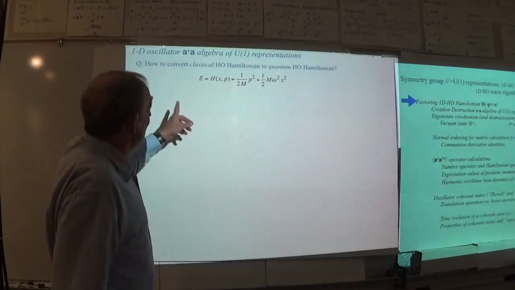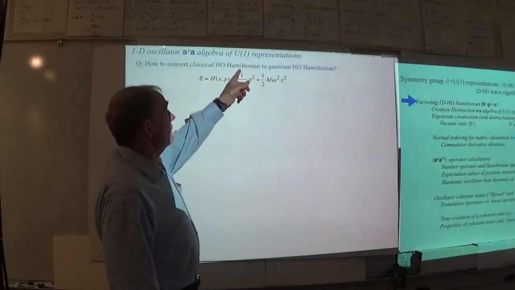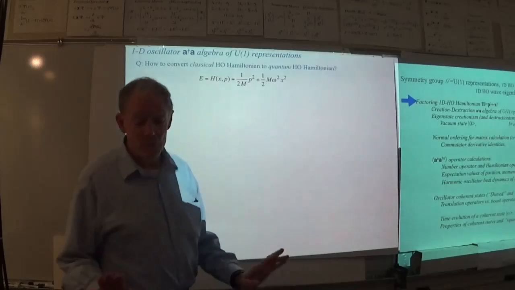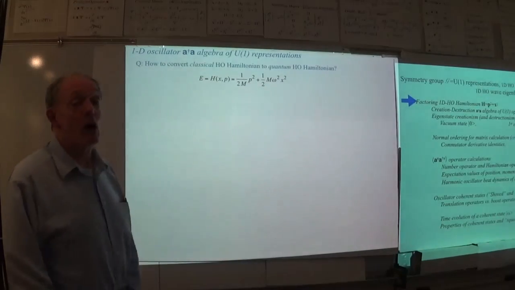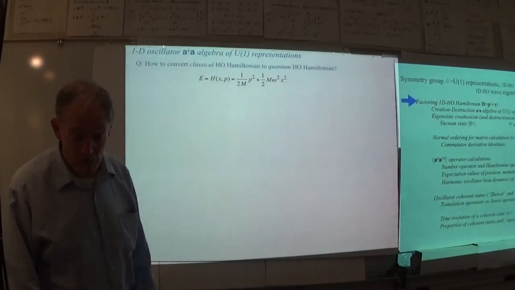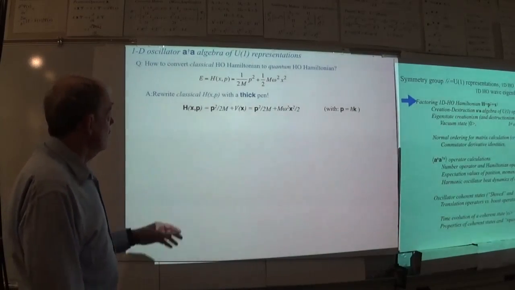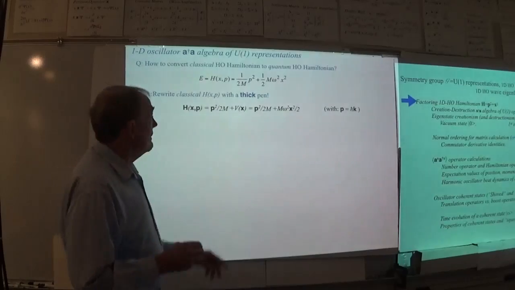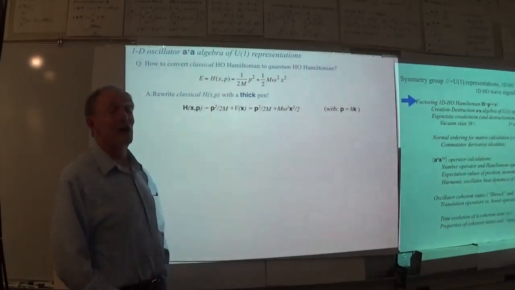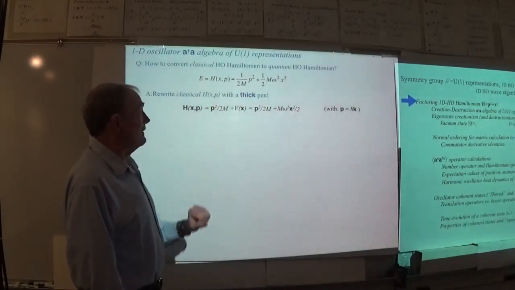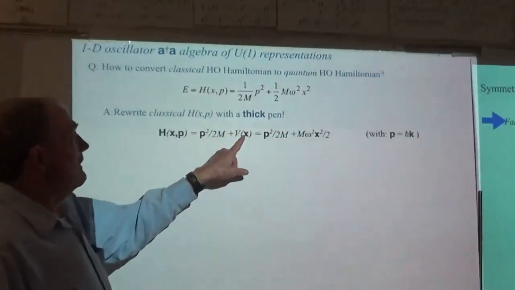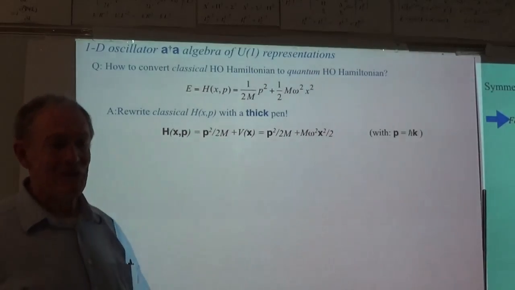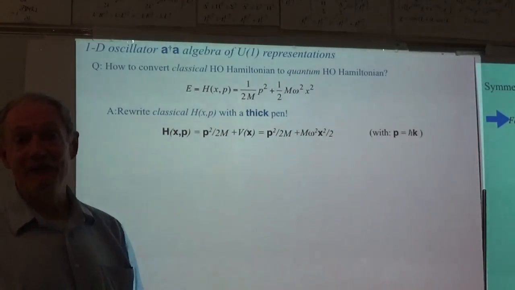But the idea is, question: how do you convert a classical Hamiltonian for this oscillator, this is just a one-dimensional oscillator, into a quantum harmonic oscillator problem? And what I say is, you simply get out one of these markers, a thick pen, and rewrite the equation using a thick pen. p squared, x squared, you make them thick, okay? Well, that's a good start, all right?